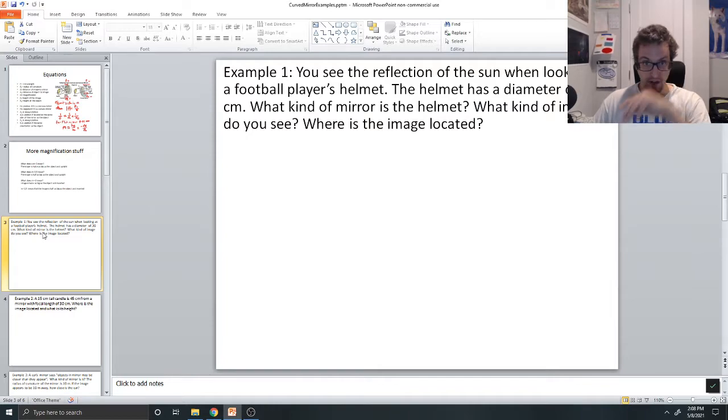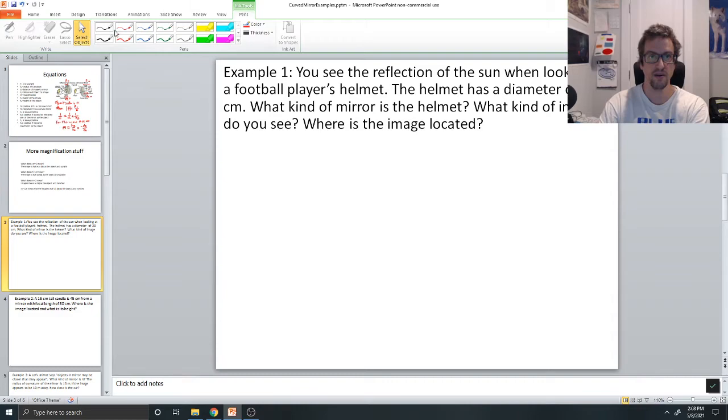Someone's got you a football player's helmet. The helmet has a diameter of 30 centimeters. What kind of mirror is the helmet? What kind of image do you see, and where is the image located? So first off, diameter of 30.